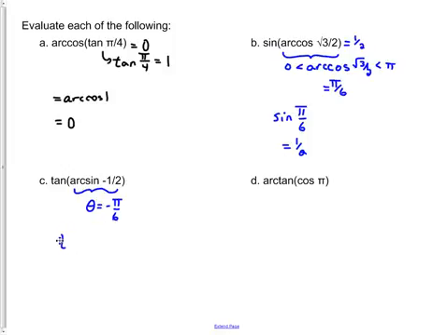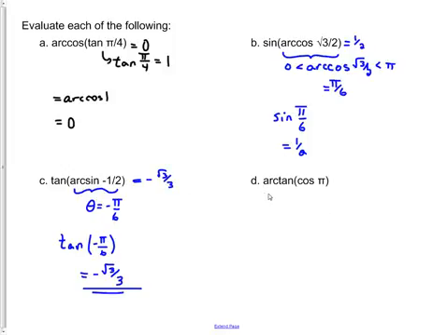So now it's as if we're saying, let's take the tangent of negative pi over 6, right? Working from the inside out, that's going to be, if we remember our values, negative root 3 over 3. So there we go. The arc tangent of the arc sine of negative 1/2 is negative root 3 over 3.